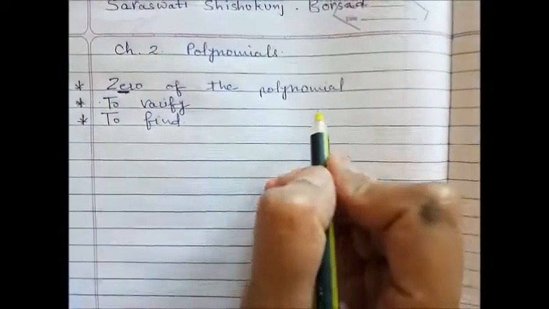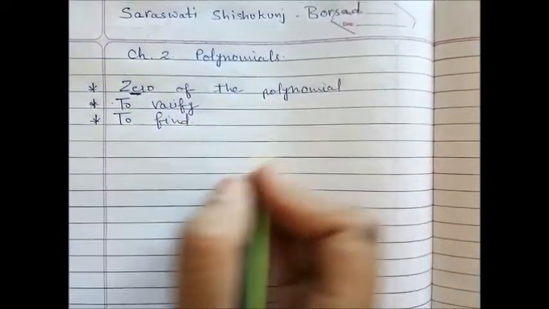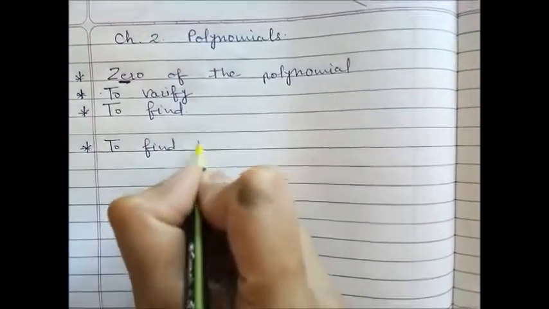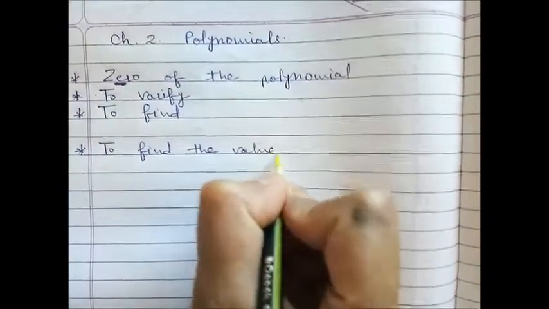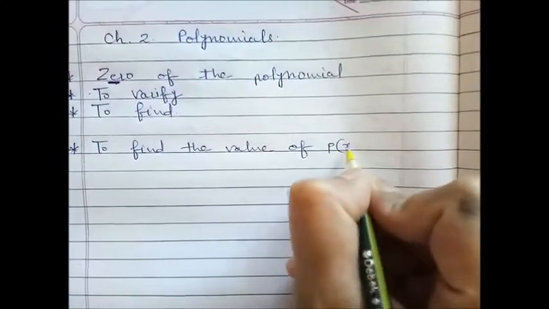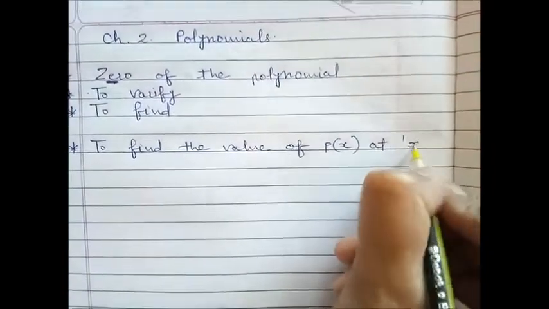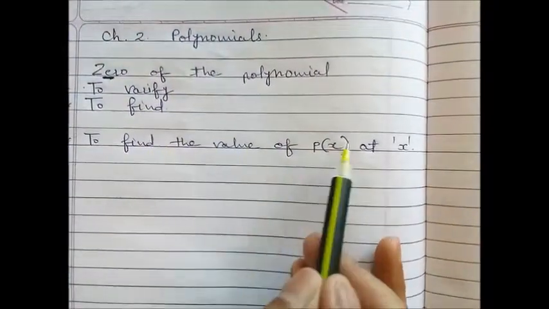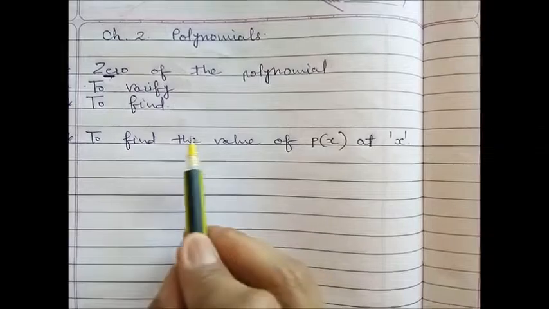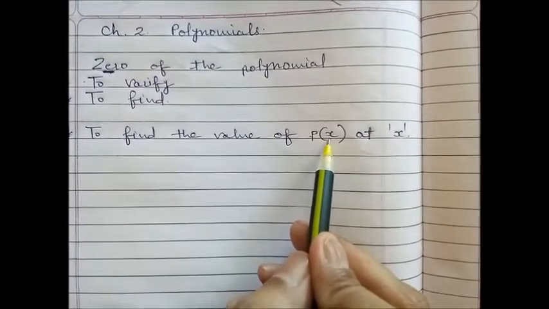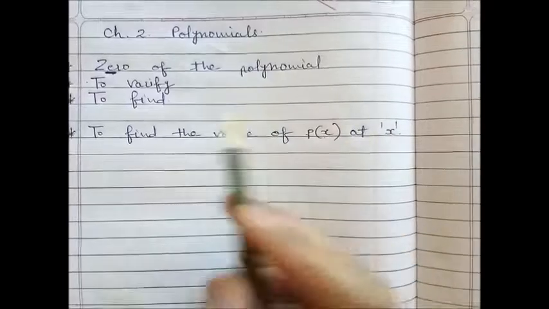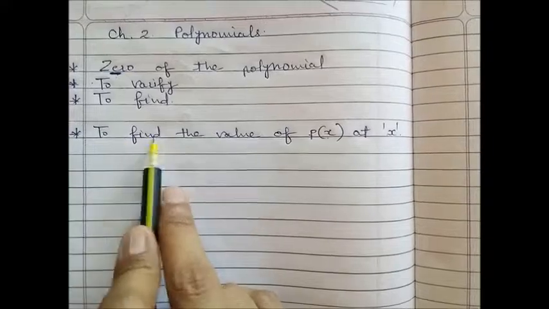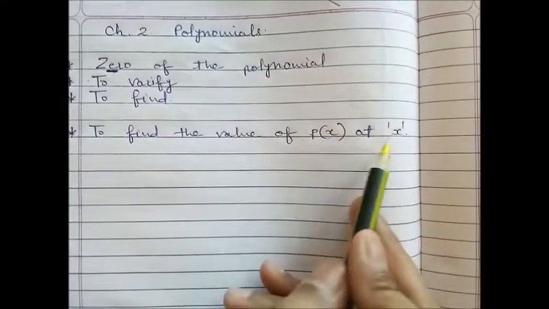What do you mean by zero of the polynomial? In our previous video we have learned to find the value of any polynomial p of x at any given number x. This entire topic is based on this only. If you have learned that properly, you will be able to solve all these three easily.